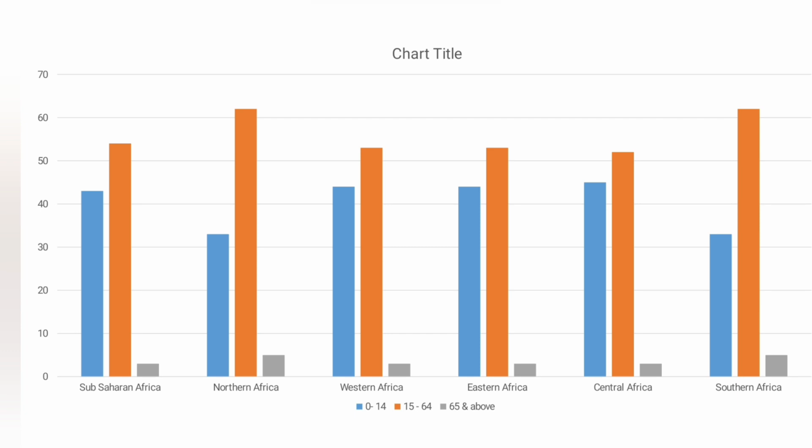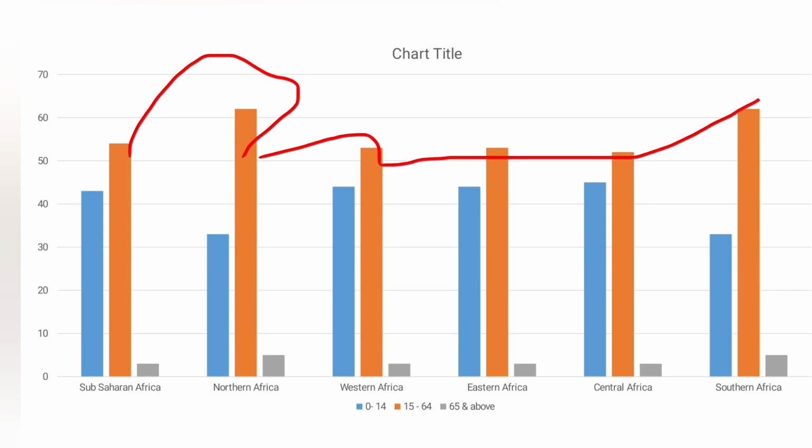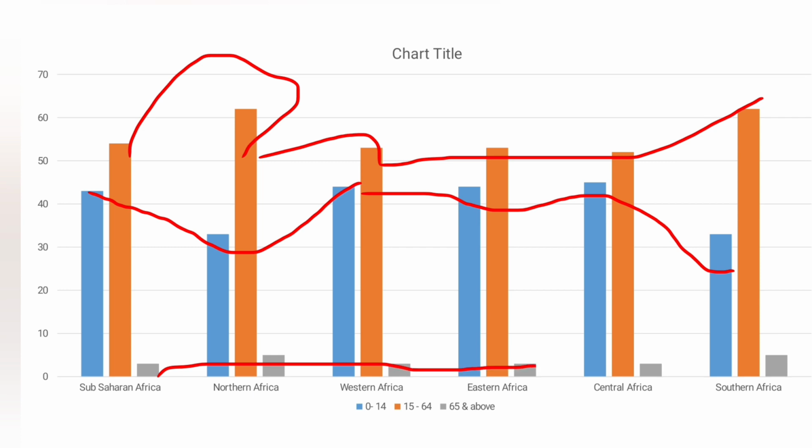Okay, here this is the working force. This line is the working force, whereas this is the 0 to 15 or 14 age groups. This line is, whereas the third line is the elder. Okay, elder segment graph is, it seems like this one.